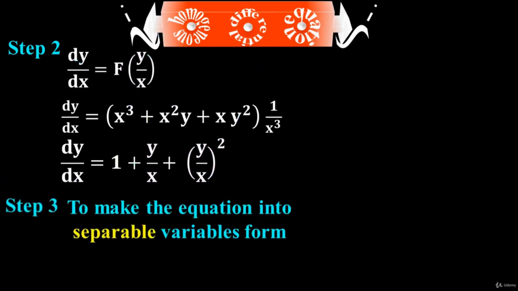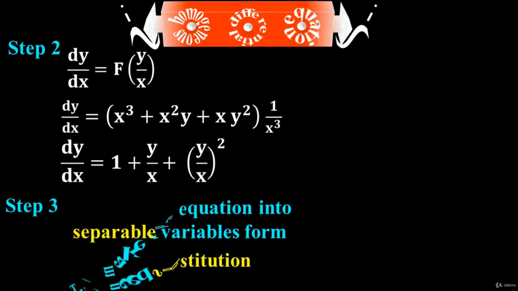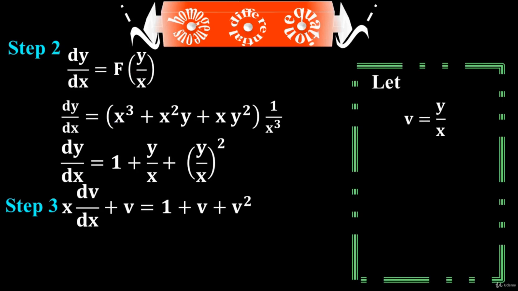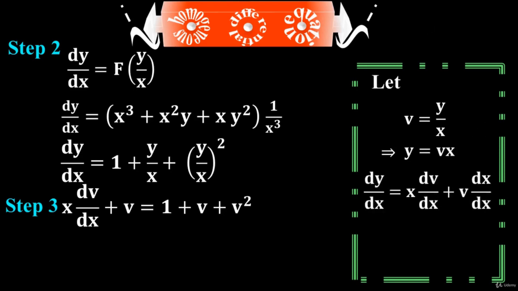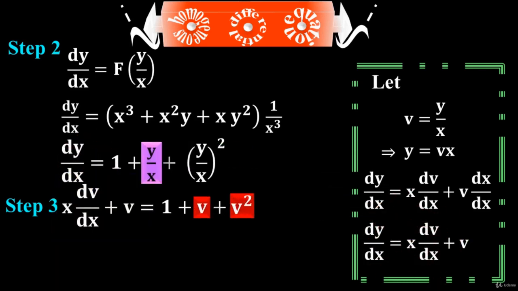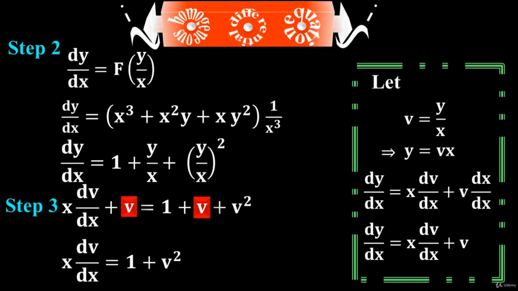Step 3. To make the equation into separable variables form, we need substitution. Let v equal y over x. This implies that y equals v times x. Take the derivative on both sides to have dy/dx equals x times dv/dx plus v times dx/dx. dx/dx will cancel each other, and I have now dy/dx equals x times dv/dx plus v. That's how I replace dy/dx by x times dv/dx plus v, and y over x by v, y over x squared by v squared. v on the left side will cancel with the v on the right side, and my new equation is x times dv/dx equals 1 plus v squared.